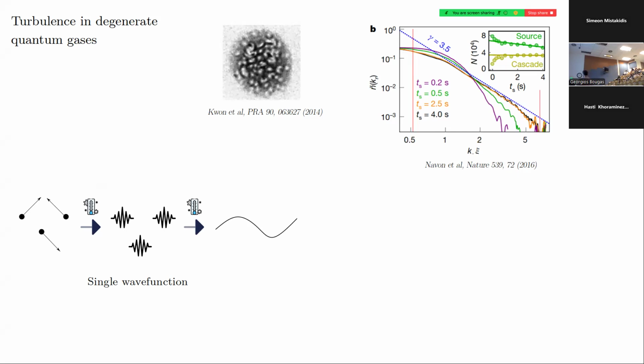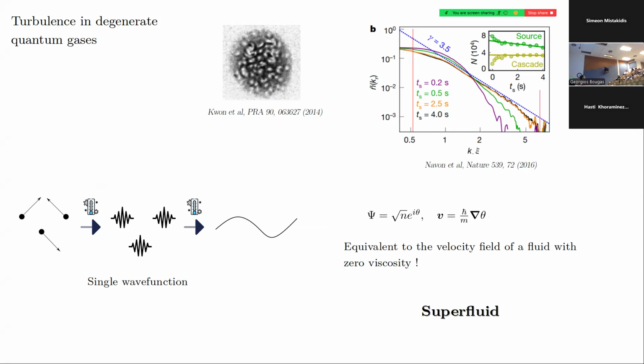However, even with small interactions, you can still describe the entire system with a macroscopic, single wave function. You can see here that the wave function is connected with the density. It goes to macroscopic observables. If you do this decomposition, you can assign a velocity to the gradient of the phase. And it turns out the equations are similar to the velocity field of a fluid with zero viscosity. That is called a superfluid, because it doesn't have viscosity.